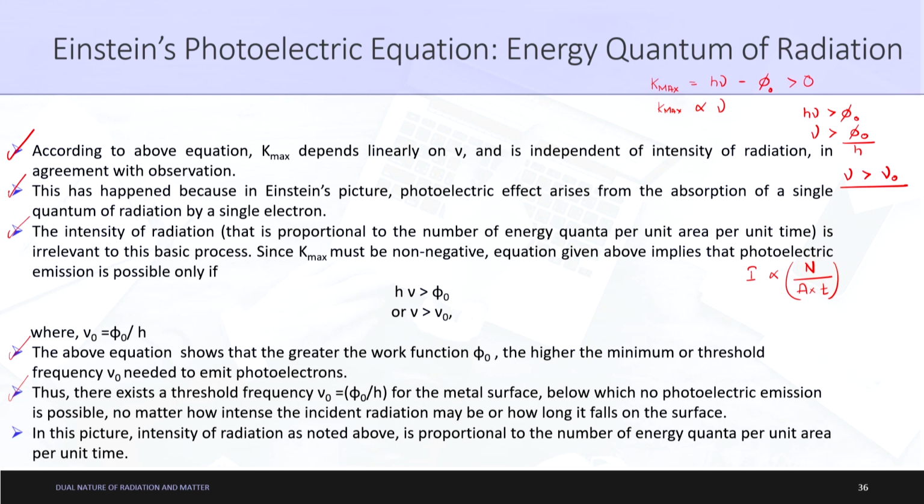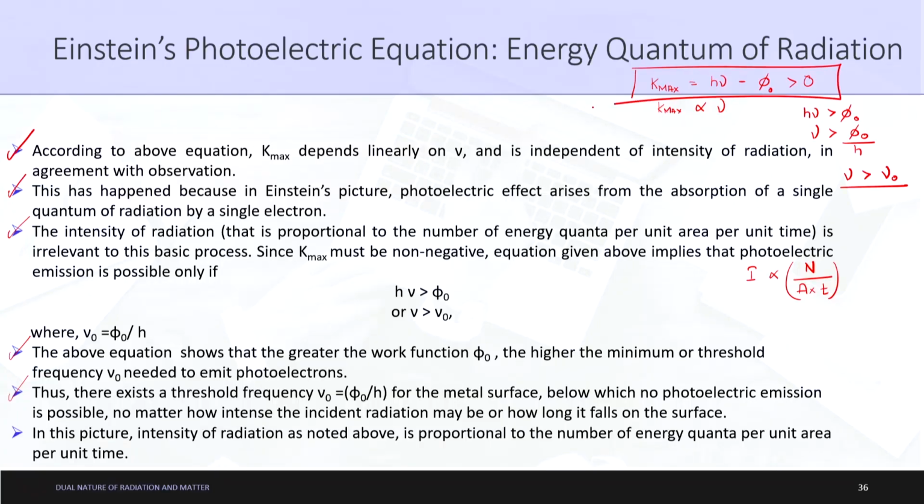That means they are just trying to make you understand again that this K max is only depending upon the frequency of radiation, such that the frequency of radiation should be greater than the threshold frequency. But as this complete term does not have any intensity in its picture, it can be said that this frequency does not depend upon your intensity. That's all. They are just trying to prove all the things which were being explained in the experimental study. In this picture, intensity of radiation, as noted above, is proportional to the number of energy quanta per unit area per unit time. So that thing is only explained again here.